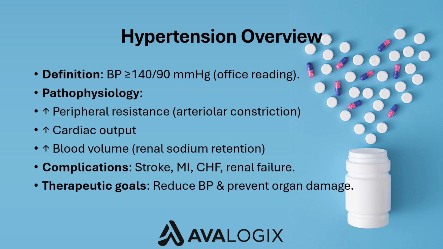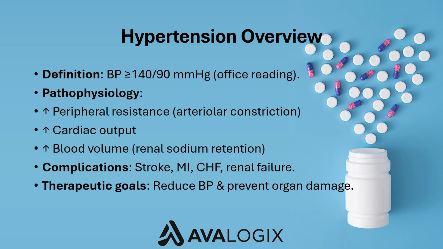Imagine the vascular system like a network of pipes. You can raise pressure by tightening the pipes. That's increased peripheral resistance. By pushing more fluid through them faster, that is increased cardiac output, or by simply having more fluid in the system, or increased blood volume. These mechanisms explain why so many different classes of drugs can lower blood pressure. They each target different levers.